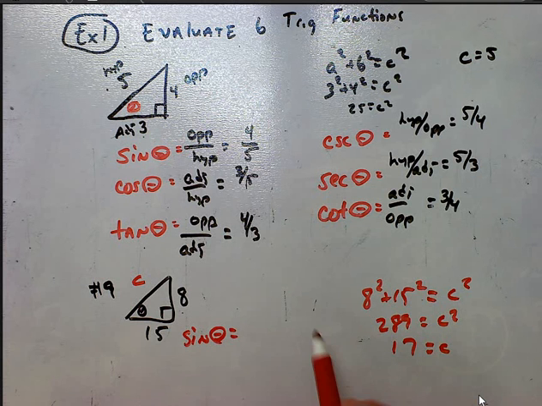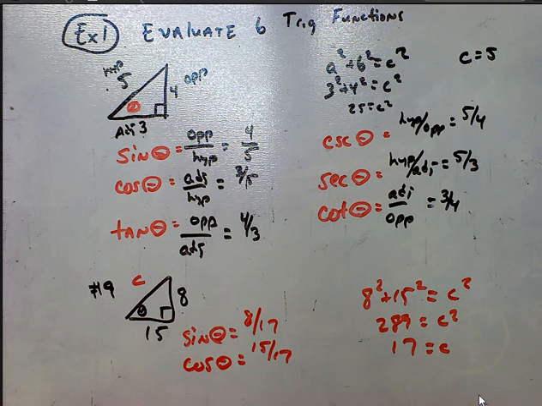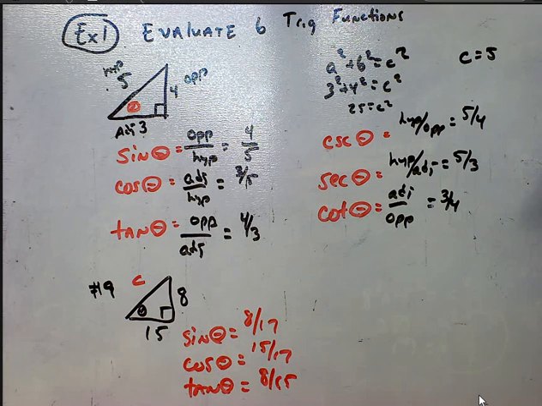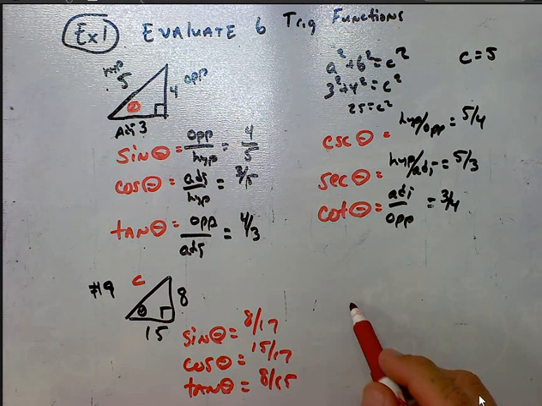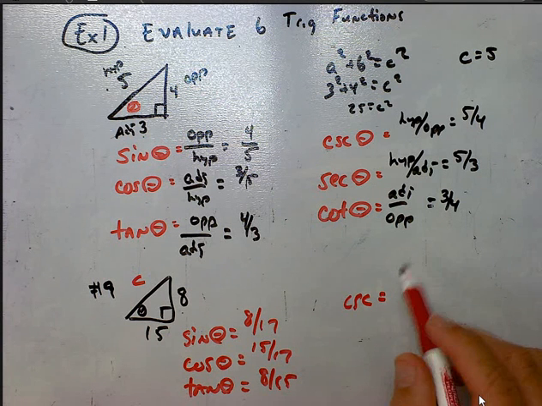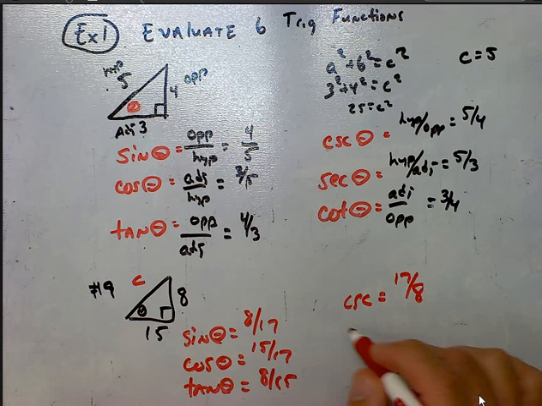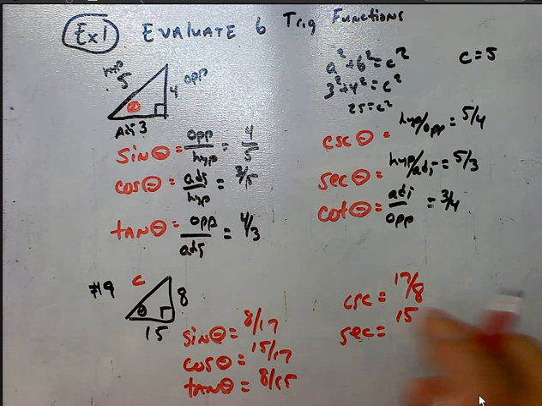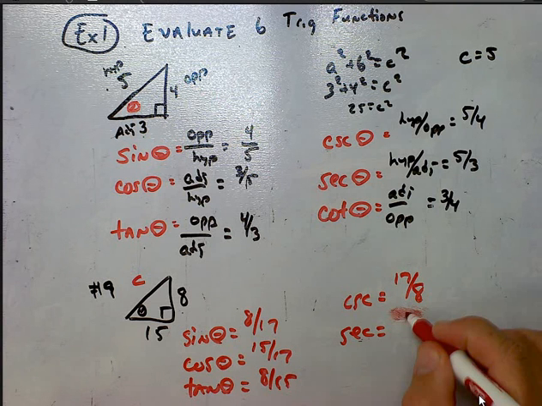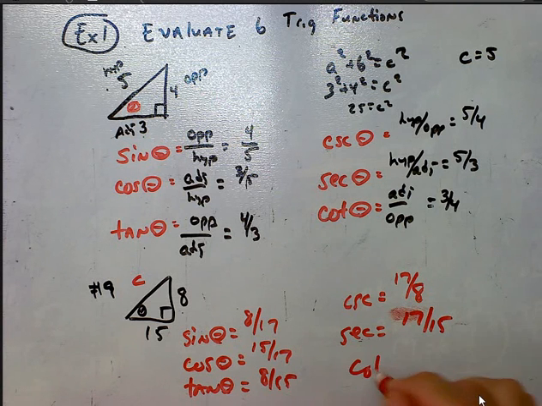Sine is going to be opposite, 8 over hypotenuse 17. Cosine is going to be adjacent, 15 over hypotenuse 17. Tangent is going to be opposite, 8 over adjacent 15, 8/15. Cosecant is going to be the hypotenuse 17 over the opposite 8. Secant is going to be the hypotenuse 17 over the adjacent 15. And cotangent is going to be the adjacent 15 over the opposite 8. And so there's the 6 trig functions for number 9.